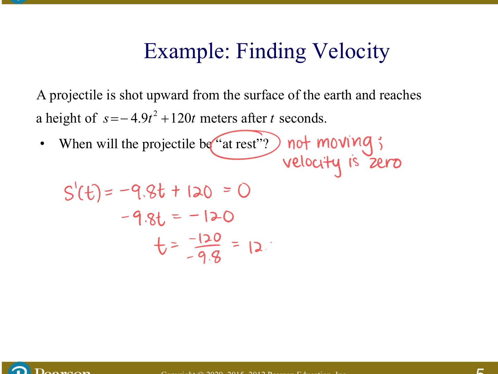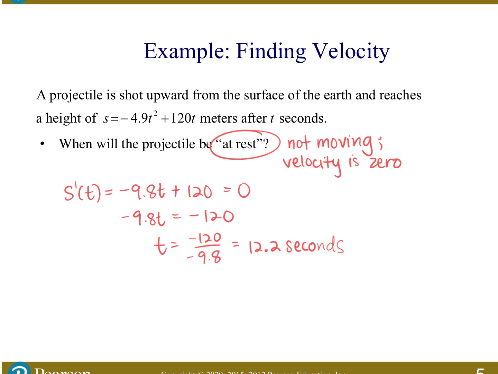12.2. 12.2 what? Seconds. Okay, so after 12.2 seconds, it is at rest, no longer moving. Any questions so far? Yeah, Zach. So why do you find the derivative this way?